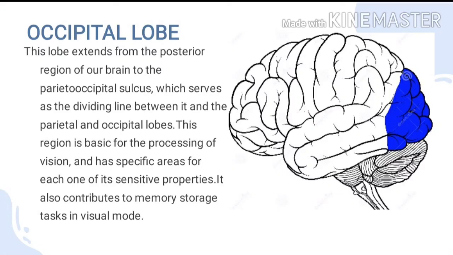Occipital lobe. This lobe extends from the posterior region of our brain to the parieto-occipital sulcus, which serves as the dividing line between it and the parietal and temporal lobes. This region is basic for the processing of vision and has specific areas for each one of its sensitive properties. It also contributes to memory storage in visual mode.